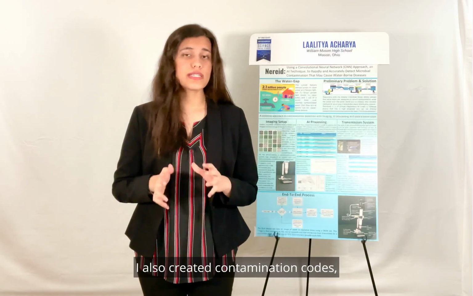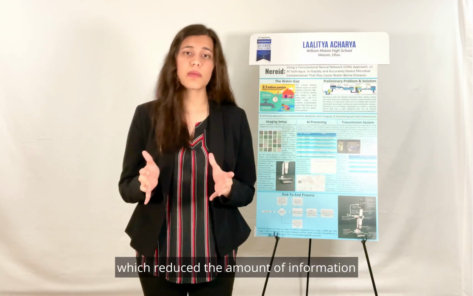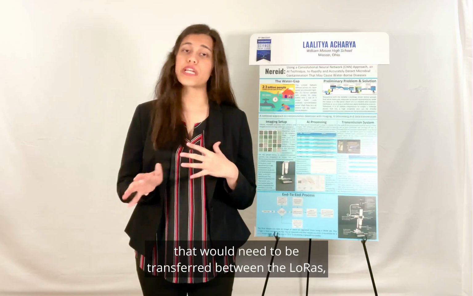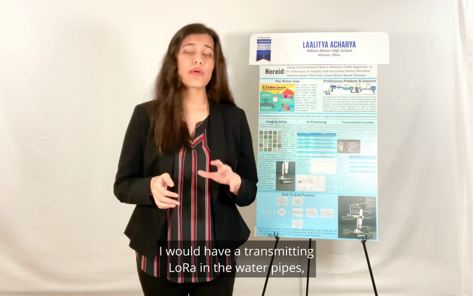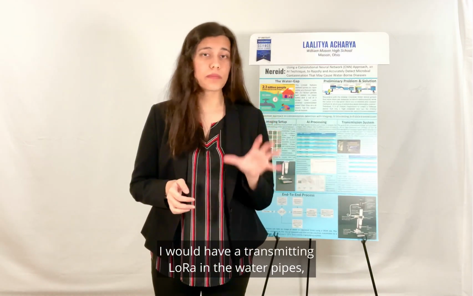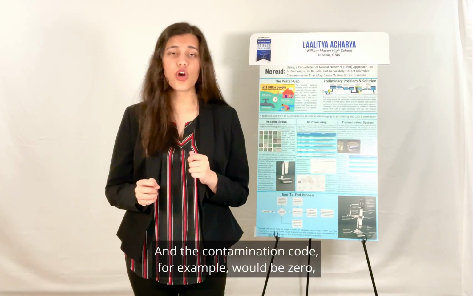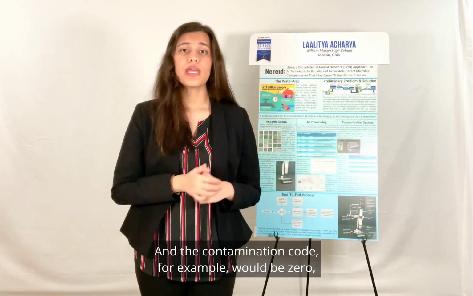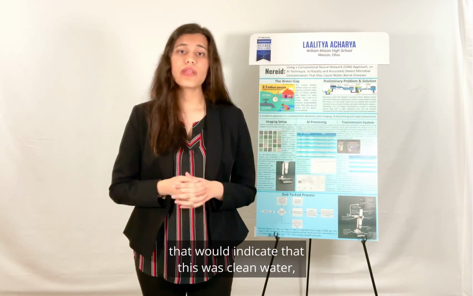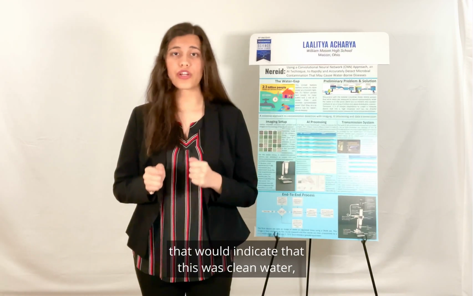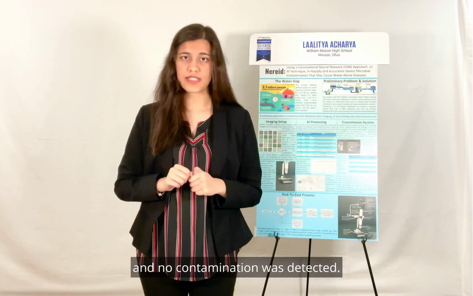I also created contamination codes, which reduced the amount of information that would need to be transferred between the LoRas. I would have a transmitting LoRa in the water pipes and a receiving LoRa in the water plant, and the contamination code, for example, would be 0. If 0 was transferred, that would indicate that this was clean water and no contamination was detected.